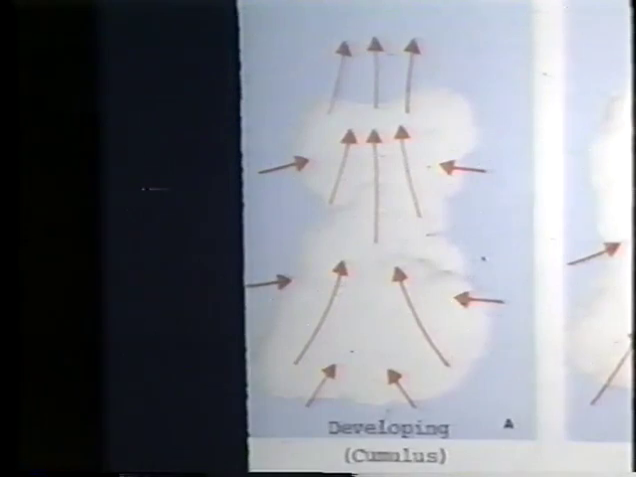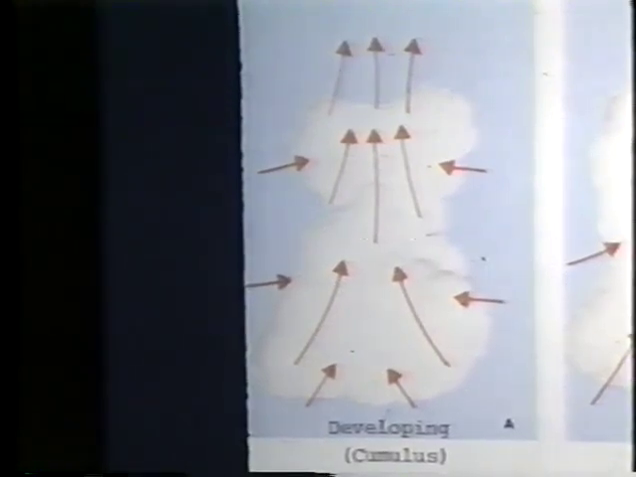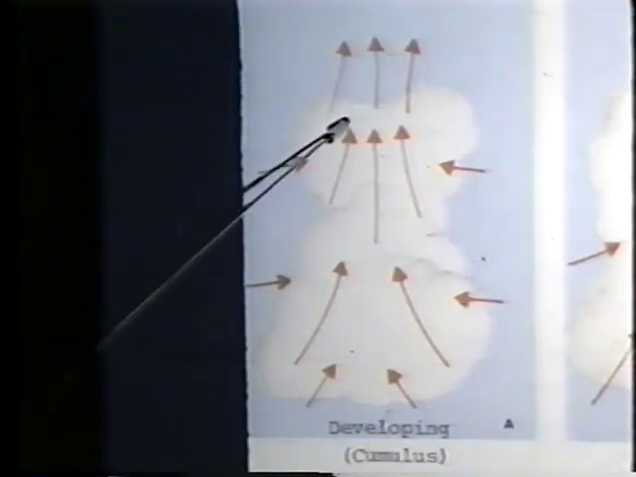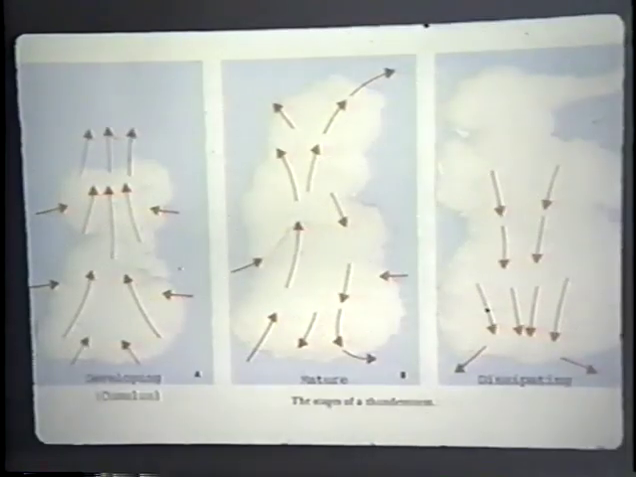Here's a thunderstorm. Here it is in the developing stage. In a developing stage, a thunderstorm has just reached the level of free convection. The temperature of the cloud has become warmer than the air around it, and we have updrafts. The cloud is now growing and building.